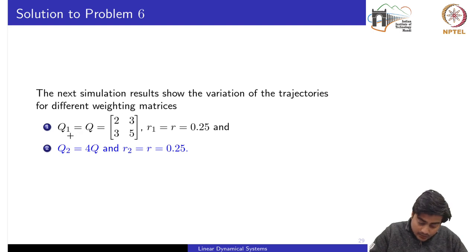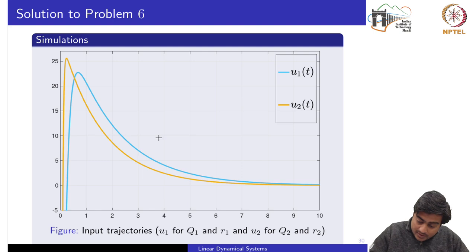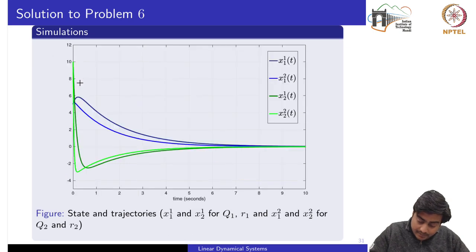Okay, so by putting this Q1, Q2, R1, R2, we simulated the scenario, and this blue signal is U1, and this orange signal is U2. So as we have predicted, U2 is more aggressive, because the state trajectories need to reach 0 as fast as possible. Okay, and the same behavior we would expect in the state trajectories: this is the first state trajectory of case 1, and this is the first state trajectory of case 2. So this reaches 0 faster than in the first case. Similarly, the second state trajectory.